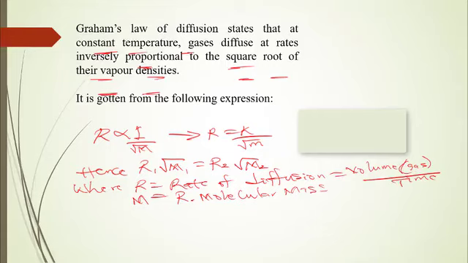Alright, so that's what he was trying to help us understand. M is the relative molecular mass, and R is the rate of diffusion given by the volume of the gas over the time taken for this. Note too that the relative molecular mass is 2 times its vapor density.